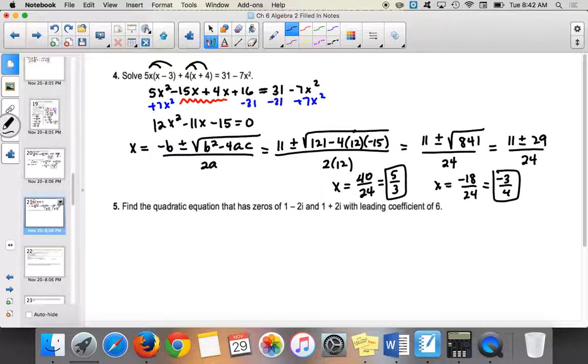All right, so the next little bit says find the quadratic equation that has zeros of 1 minus 2i and 1 plus 2i and has a leading coefficient of 6. I forgot to put these on your homework. I like these ones. Remember when we had zeros of 2 and negative 5, we would write it as x minus 2 and x plus 5, and then we'd FOIL it out and we get this polynomial. We did that on your last homework, right? So same idea here. We're going to set it up as x minus each zero.